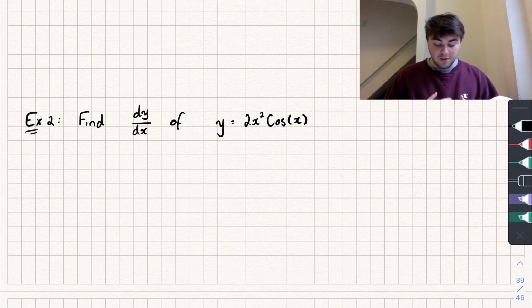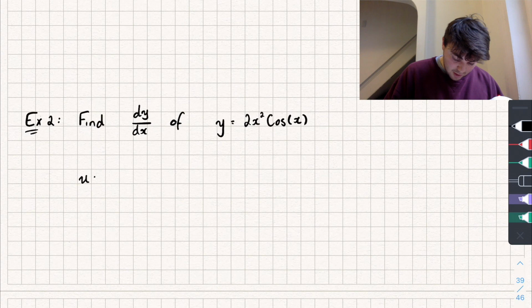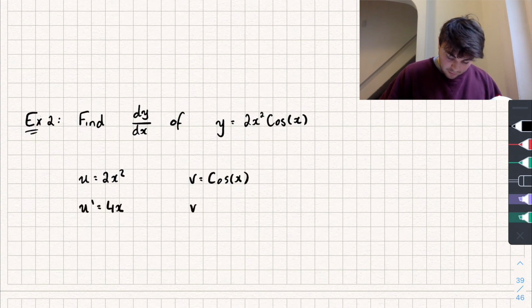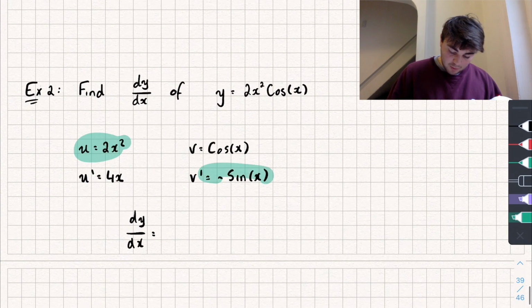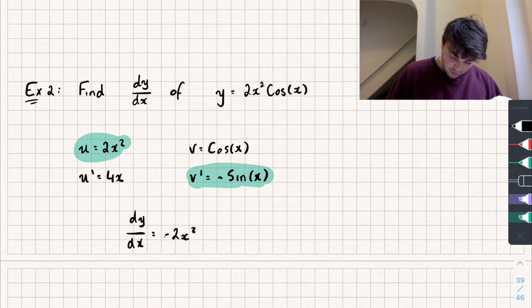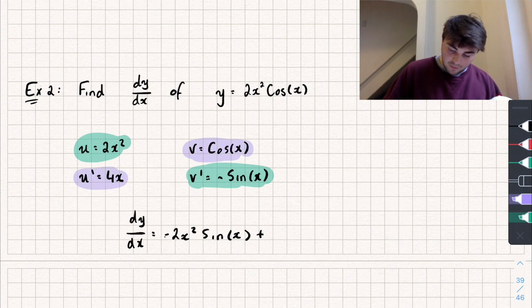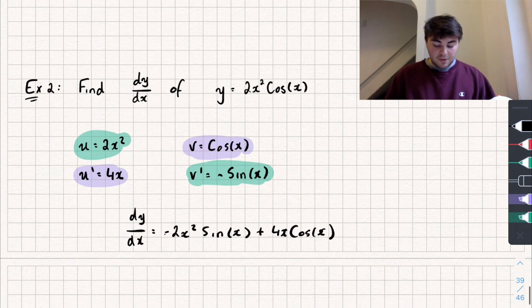So example 2, we need to find the derivative of 2x squared multiplied by cos of x, so u could be 2x squared and v can be cos of x. So derivative of u, that's pretty easy, that's just going to be 4x, and the derivative of v is going to be negative sine of x. So once again, to find dy by dx, we're going to be doing u multiplied by the derivative of v, which gives us negative 2x squared sine of x, and then we just have to add on to that the function v multiplied by the derivative of u, which is plus 4x cosine of x. And so that would be our derivative, and you probably could factor out negative 2x from both terms if you wanted to, but it's not going to make too much difference, so I'm just going to leave it as it is.